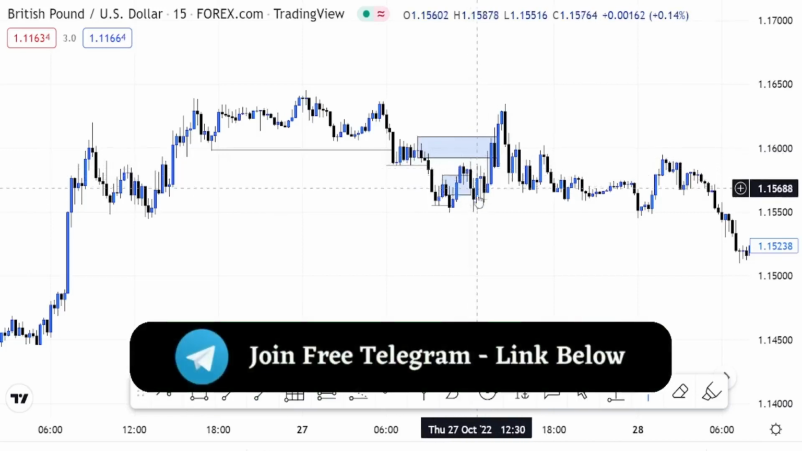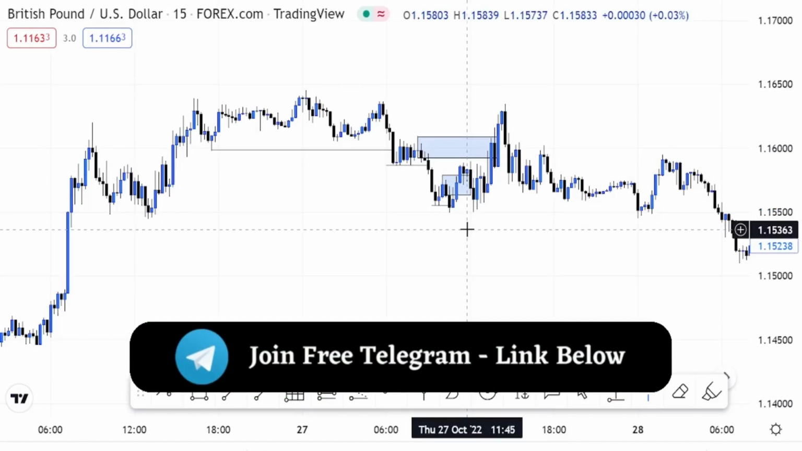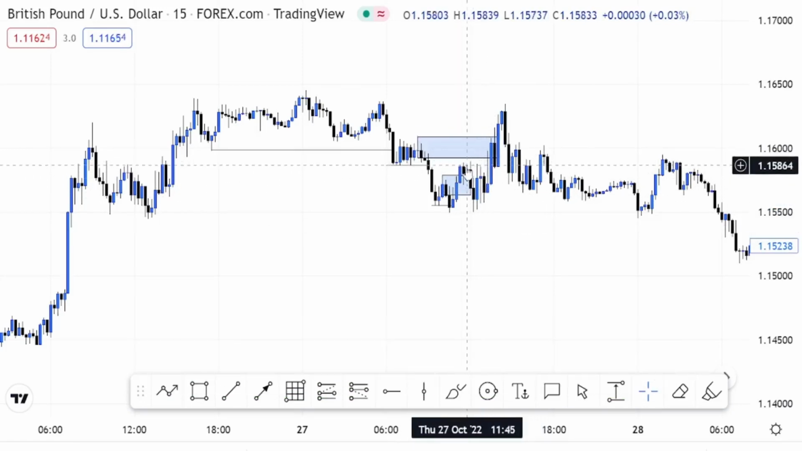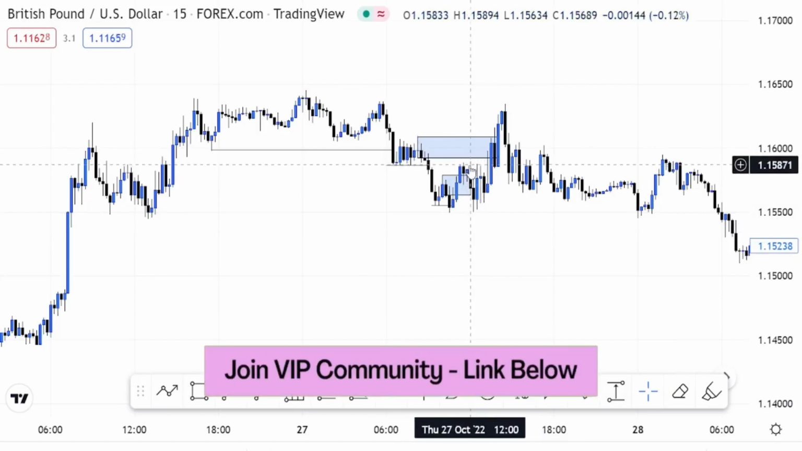Now, many retail SMC traders will argue that here is the OB here. This is not your OB, guys. This is not your OB. All right. I mean, this is not your liquidity.